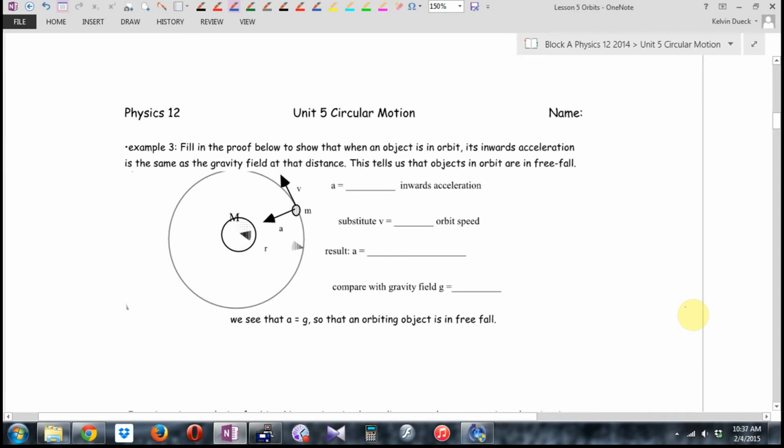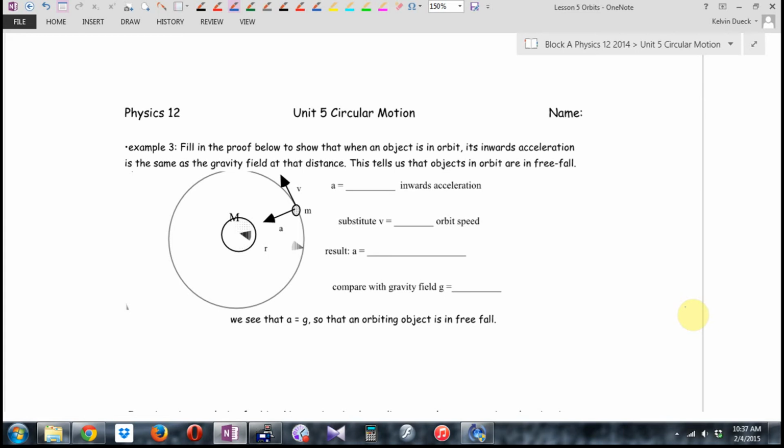Example 3 says, fill in the proof below to show that when an object is in orbit, its inwards acceleration is the same as the gravity field at that distance. In other words, prove that objects that are in orbit are actually falling. Every satellite is falling to the Earth. The space station is falling to the Earth. We'll talk about why we're not getting hit by them, but they are, and here's the proof.